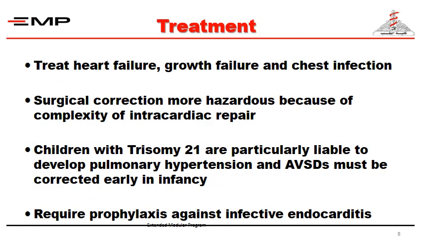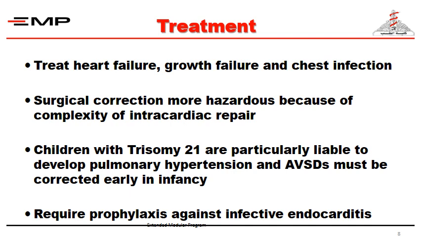How am I going to manage such patient? We have to treat heart failure, growth failure, and chest infection. Surgical correction is more hazardous because of the complexity of the intracardiac repair. Children with trisomy 21 are particularly liable to develop pulmonary hypertension.